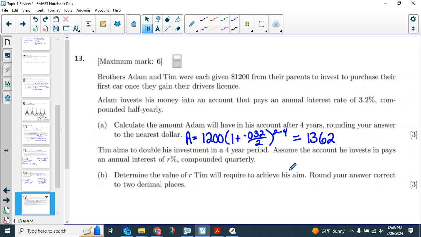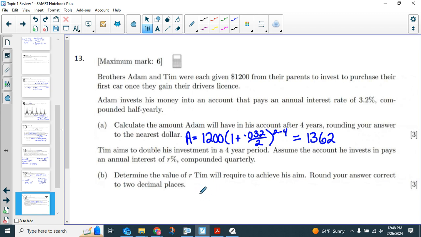Tim aims to double his investment in a 4-year period. Assume that the account he invests in pays an annual interest rate of R% compounded quarterly. Determine the value of R Tim will require to achieve his aim. Round your answer correct to 2 decimal places. Now, do be mindful here that if you use the formula the way I do, you put your interest rate as a decimal, so you're going to want to convert that to a percentage before you round it to 2 decimal places, right?